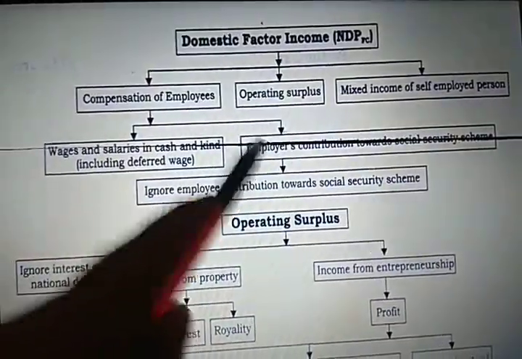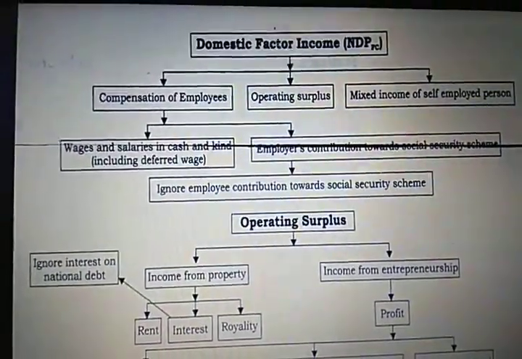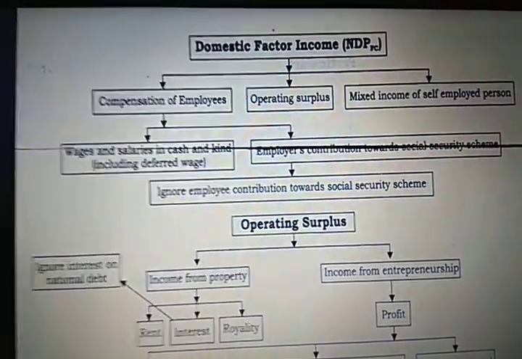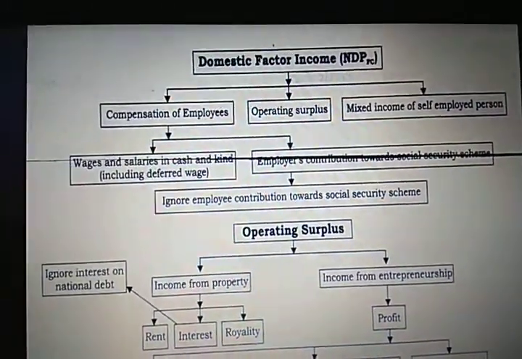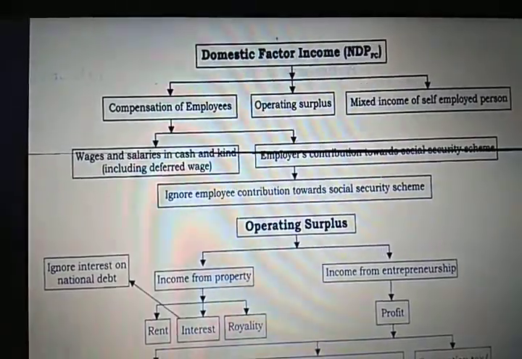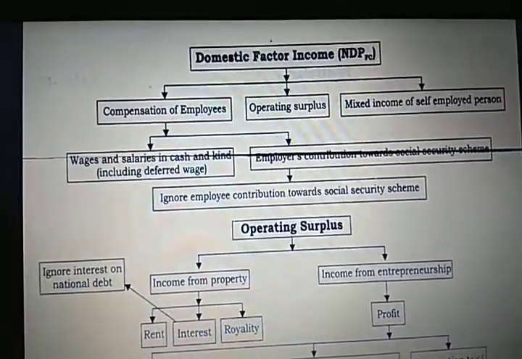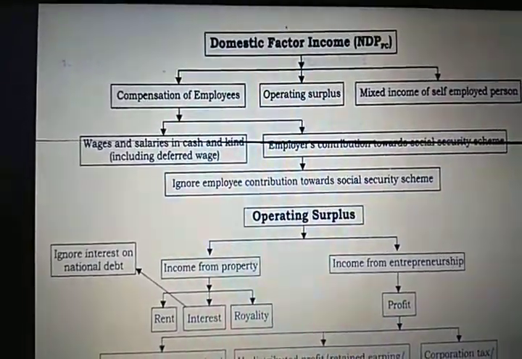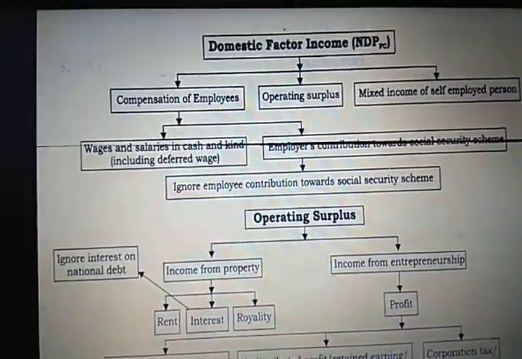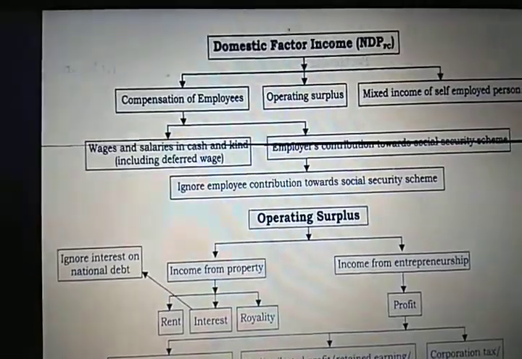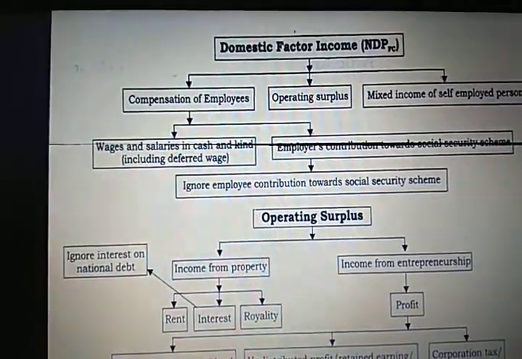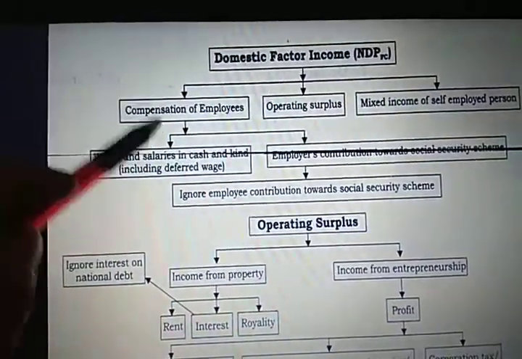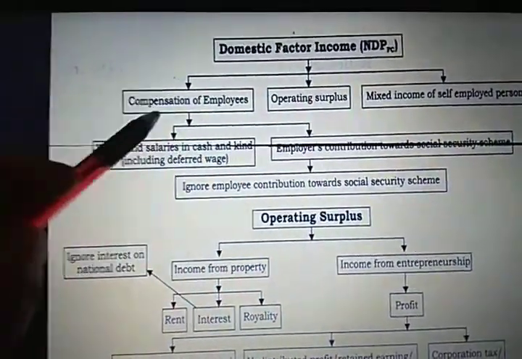And the third component is employers' contribution to social security scheme, which we also call employers' contribution to SSS. That means the employer, the one who provides you with the job, if he is contributing anything towards your social security scheme, like pension fund, provident fund, retirement pension, gratuity, these all are social security schemes. So if the employer is contributing anything towards your social security scheme, that is also part of COE, that is compensation of employees.